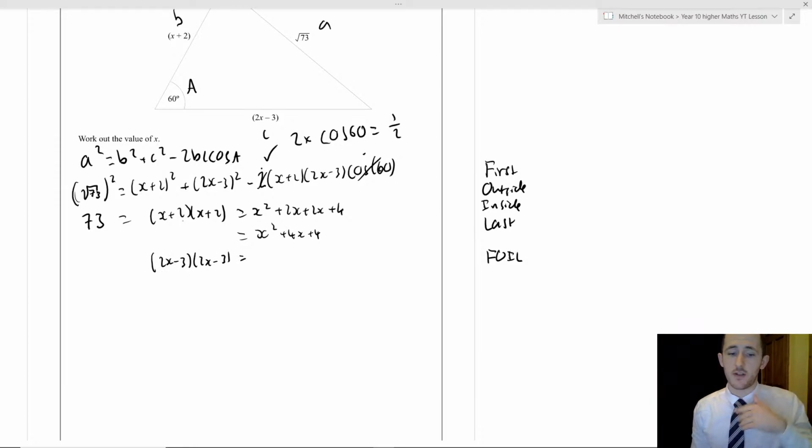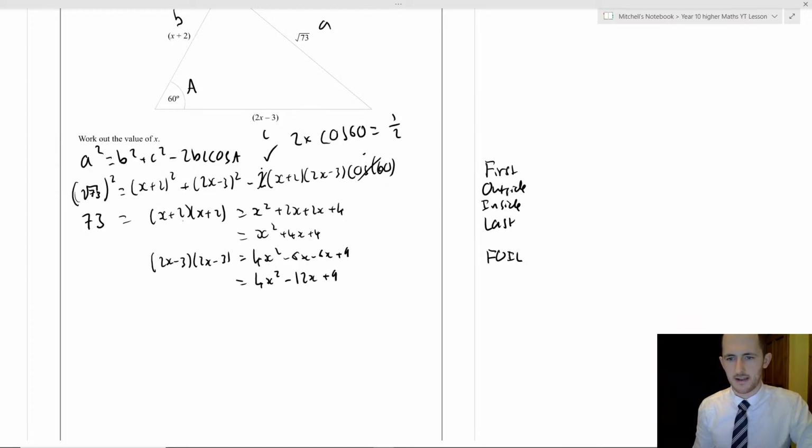Again, if you can do this in your head, you're more than welcome to. But just for those of you that might not be able to, 2 times 2 is 4. x times x is x squared. Minus 6x minus 6x plus 9. Again, please make sure you're checking my work, by the way. It's very easy to make a mistake when you're trying to explain the stuff.